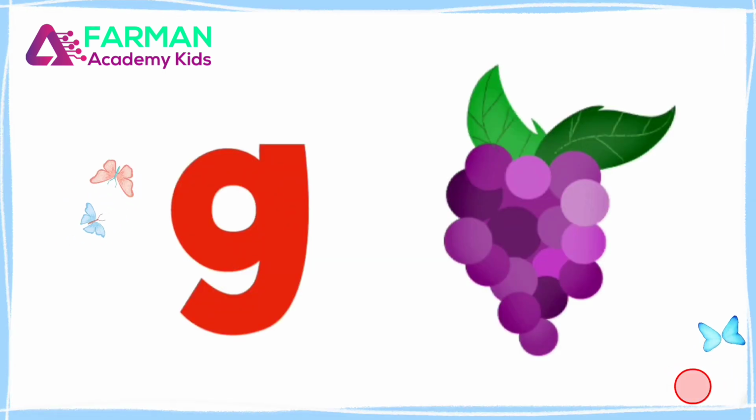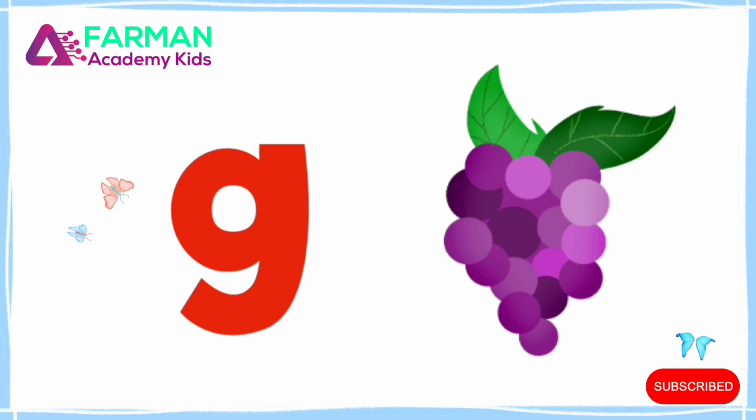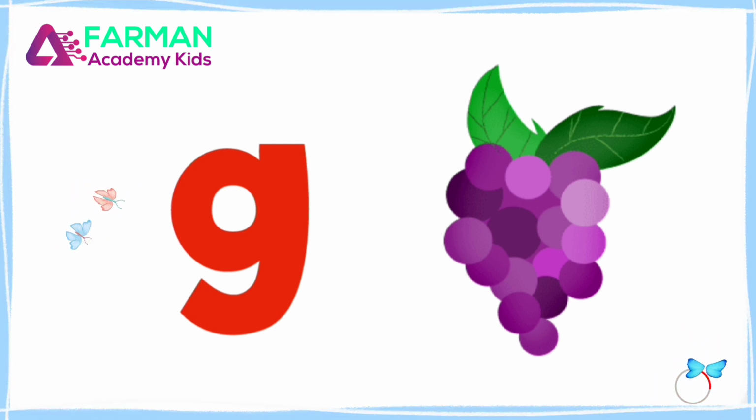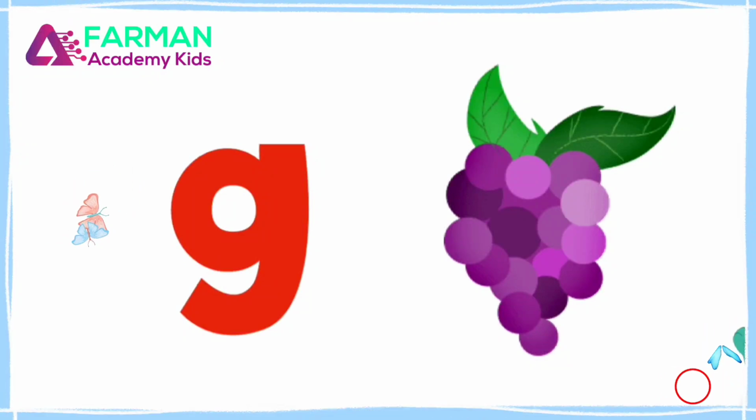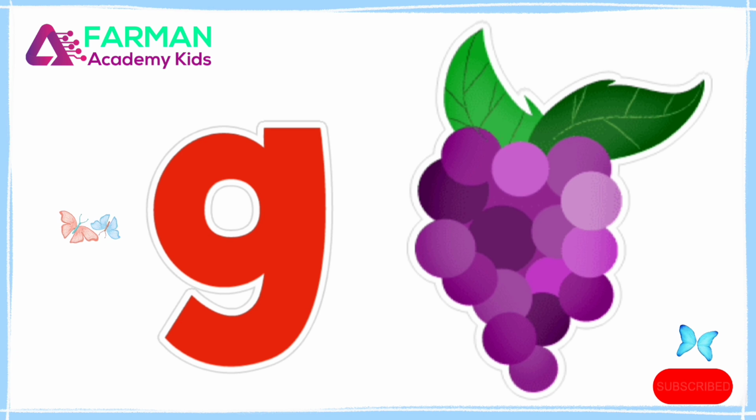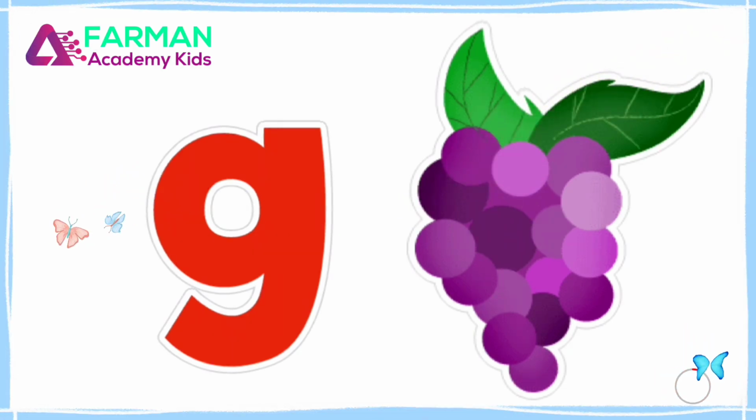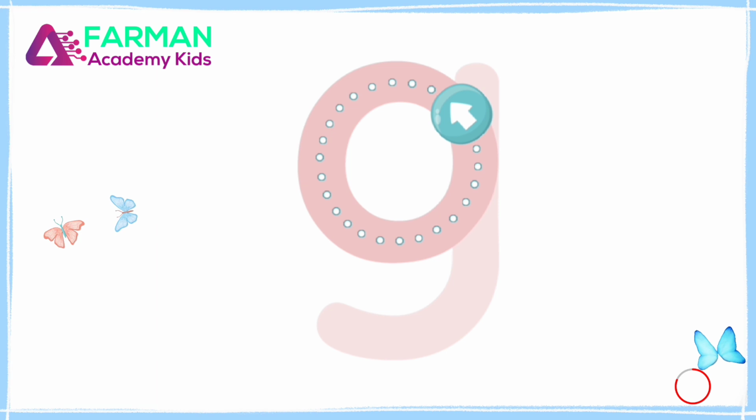This is the letter G. The letter G makes the G sound, like in the word. Tap the letter G and the grape. Grape. Cool beans! Trace the lowercase letter G.